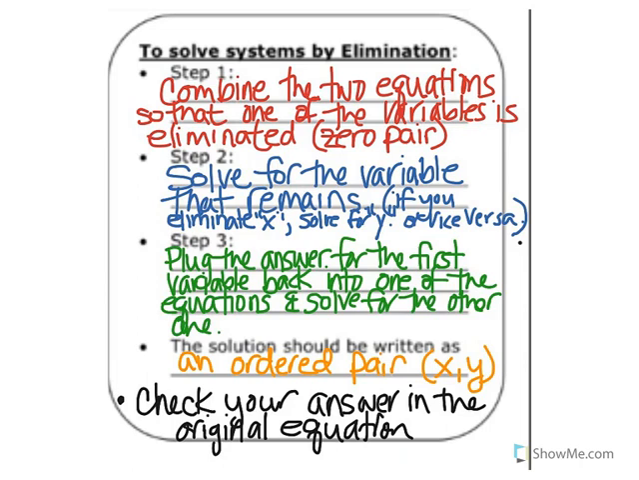That's step 2. Step 3, once we've solved for that first variable, we plug it back into one of the equations and solve for the other variable. Then we write an ordered pair and then check our work.